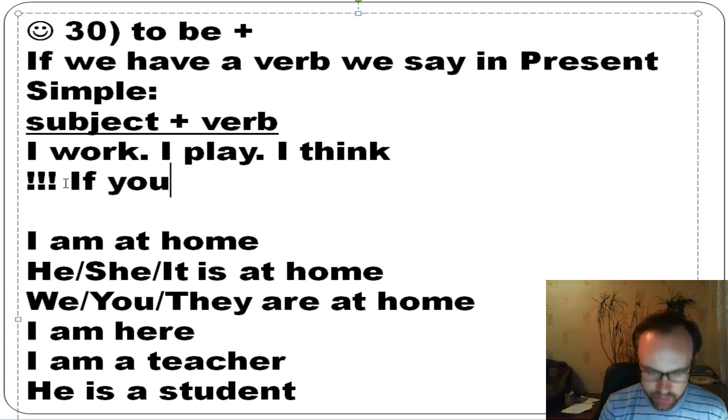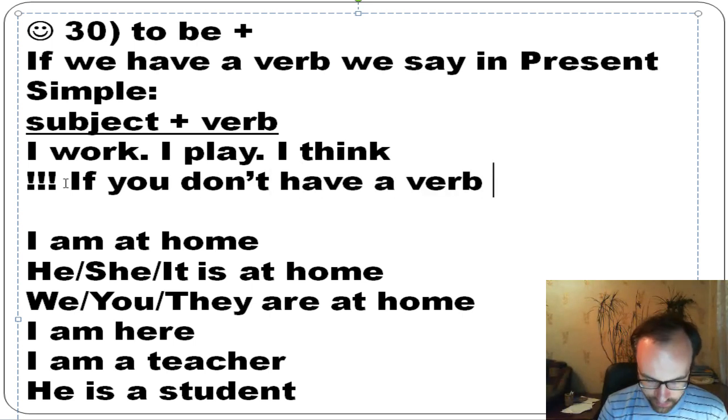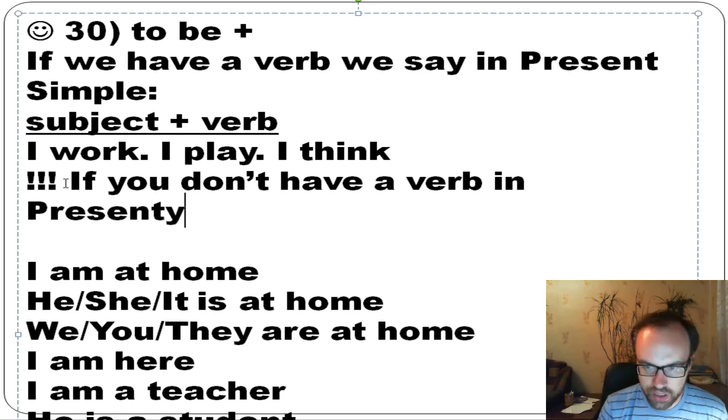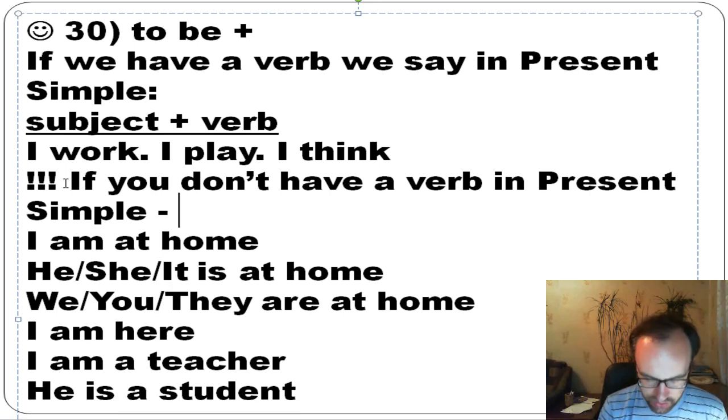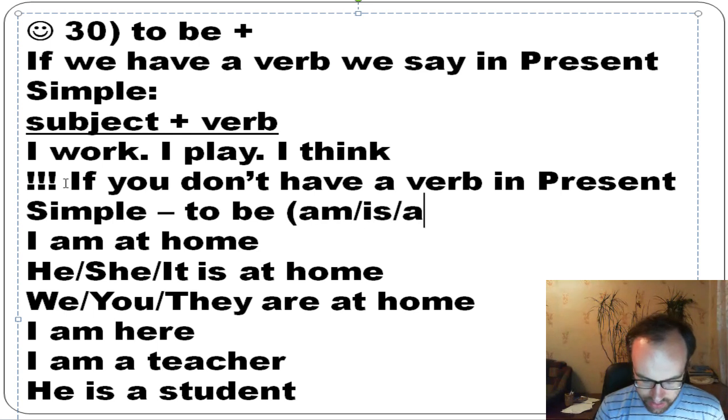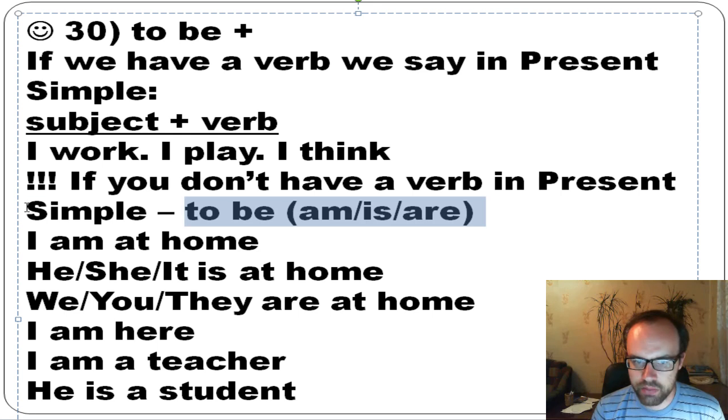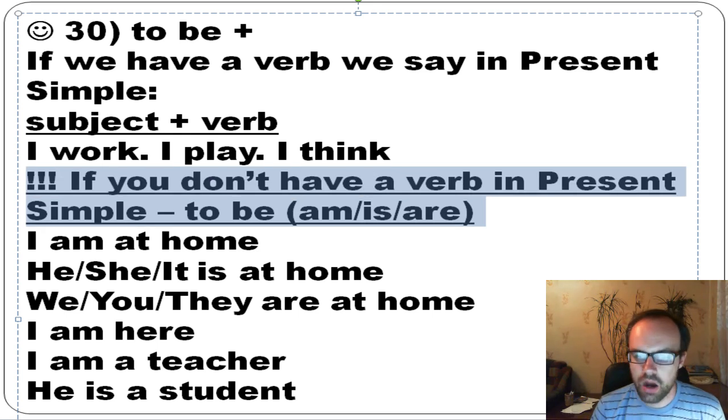If you don't have a verb in present simple, you need to use to be, the form of to be. So it's am, is, or are. I am at home. He, she, it is. He is at home. She is at home. It is at home.